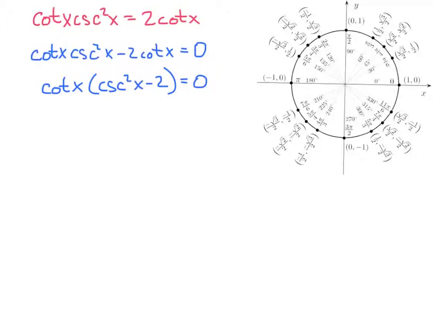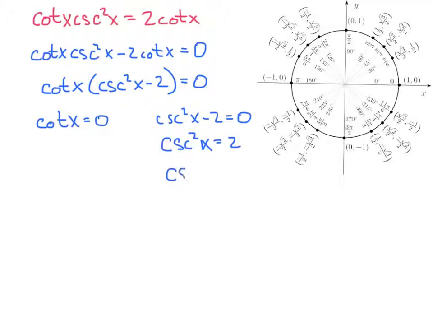So now since each factor has only one trig function, then we can set each factor equal to 0 and solve. So I have the cotangent of x is equal to 0, and cosecant squared x minus 2 is equal to 0. So I'm going to go ahead and solve this cosecant side out. That equals 2. So the cosecant of x is equal to the square root of 2. And we saw that this occurs whenever you have 1 over the square root of 2 divided by 2.